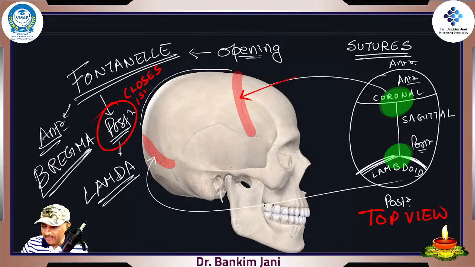Now still there are so many other sutures over here, right? Right now we are deliberately not touching them. It's not that they are very difficult or very easy, but for that we need to understand first the names of the bones. Once we know the names of the bones, the name of the suture between two bones becomes easy.